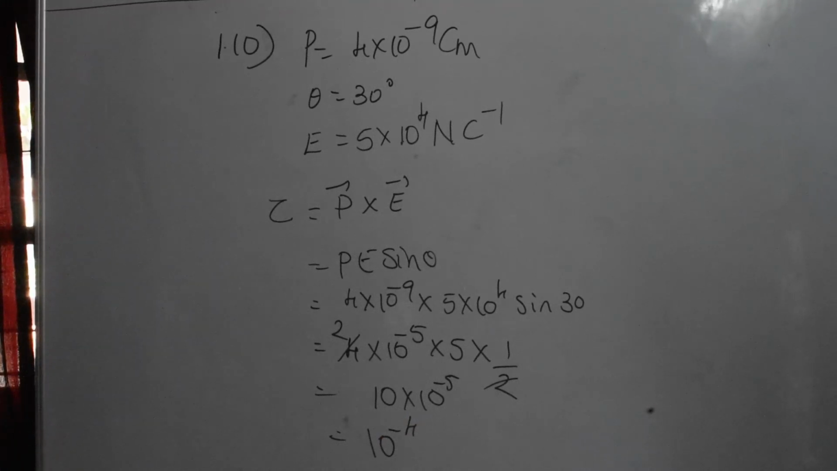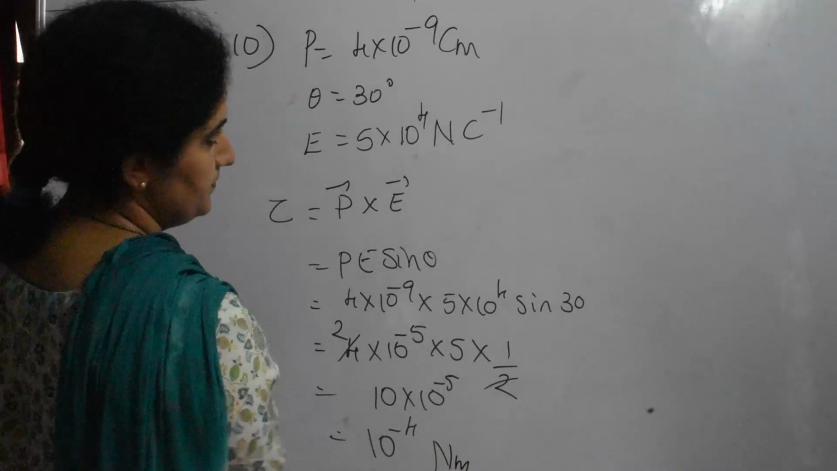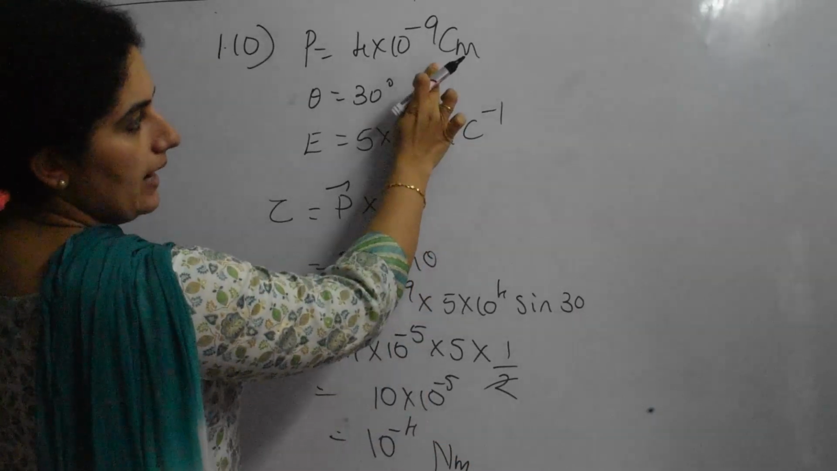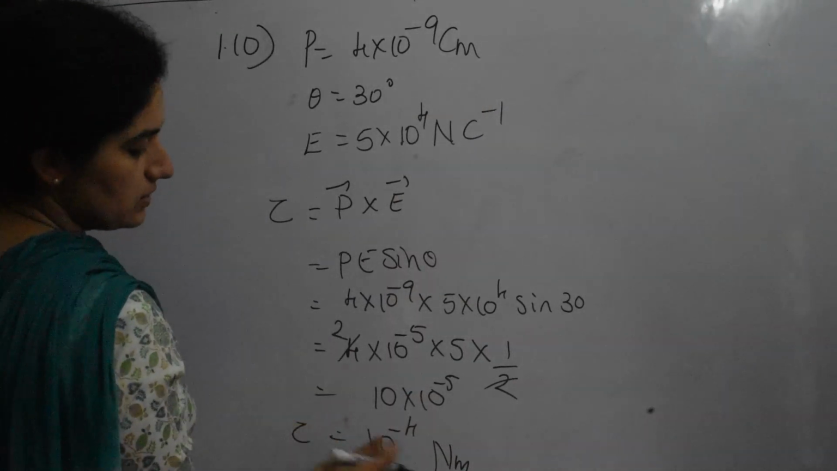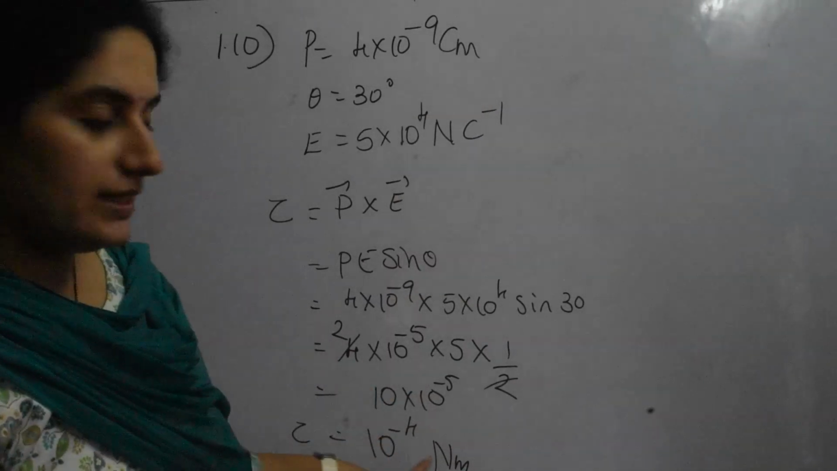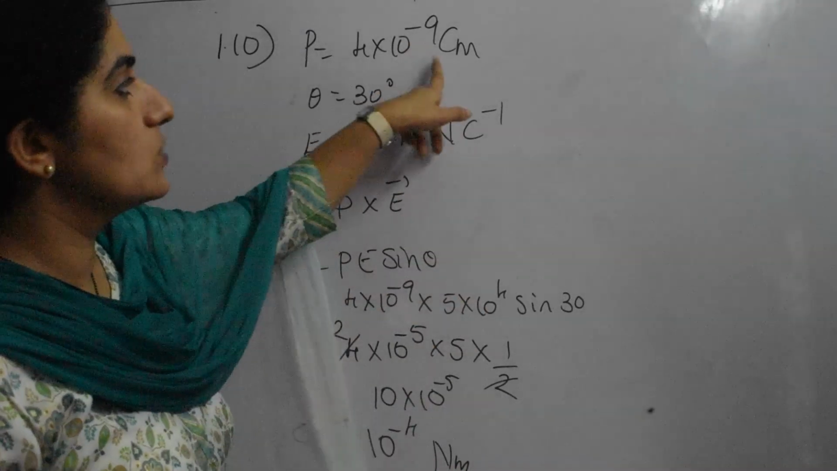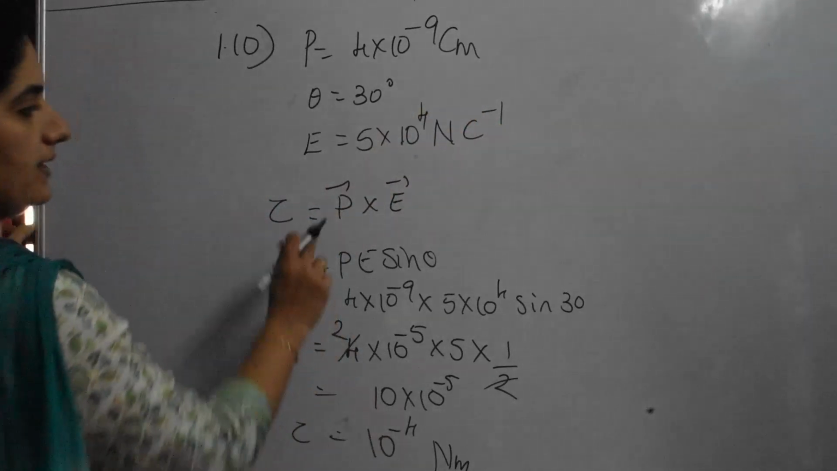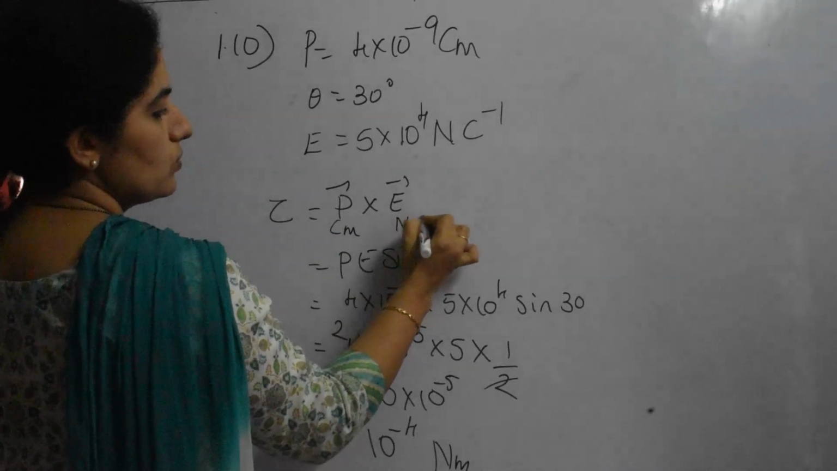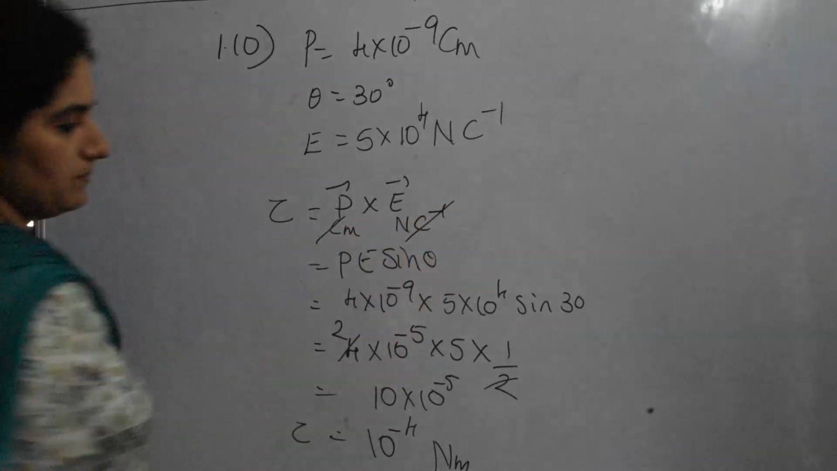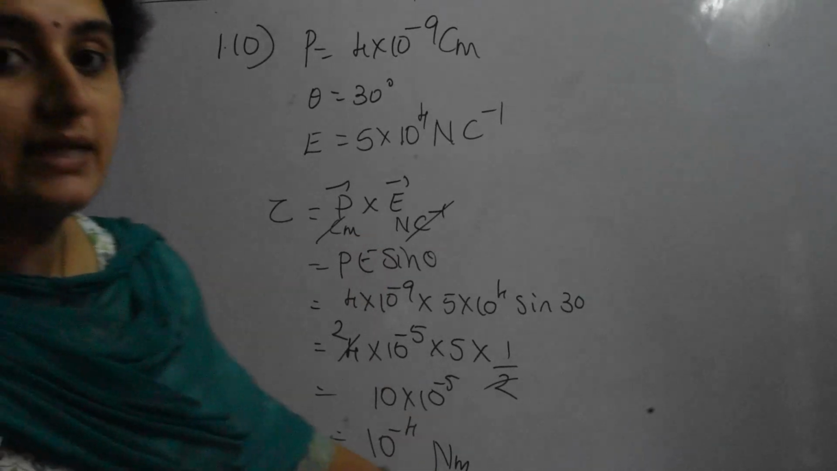Electric torque tau, again its unit is Newton meter. Per coulomb and coulomb will be cancelled, Newton meter is remaining. So torque tau is equal to 10 to the power minus 4 Newton meter. Okay. Here it is Newton meter, here it is coulomb meter. PE, SI unit of P is what? Coulomb meter. E is Newton per coulomb. So this coulomb will be cancelled, remaining is Newton meter. So that is why you have SI unit as Newton meter.